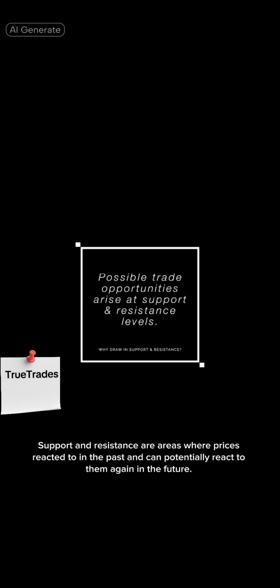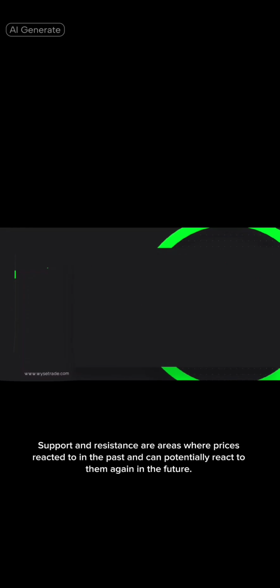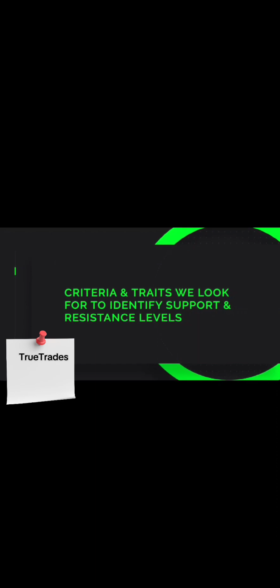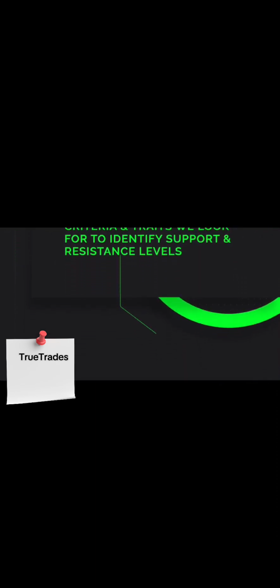Support and resistance are areas where prices reacted to in the past and can potentially react to them again in the future. Now, there is specific criteria we look for in order to identify support or resistance levels, which we are going to list for you right now. 1. We look for the extreme swing highs and swing lows, meaning the highest and lowest points that price has reached in recent time.